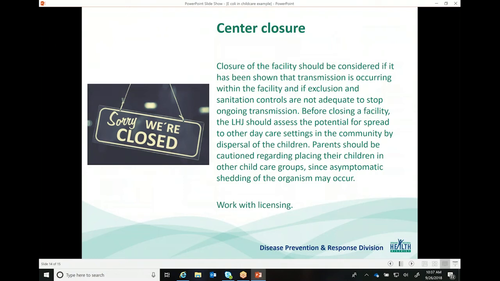Center closure is obviously a tough thing also, and closure should be considered if it's really been shown that transmission is occurring within the facility, and if exclusion and sanitation controls are not adequate to stop ongoing transmission. Before closing a facility, it's really important to assess the potential for spread to other facilities. Also, if the children disperse to other centers, families need childcare if they're working, and it's possible that you could end up with problems in other centers. So it's important to keep that in mind. Ensure that you're working with the center's licensor, and this is really a decision of your health officer. So it's a team effort here.